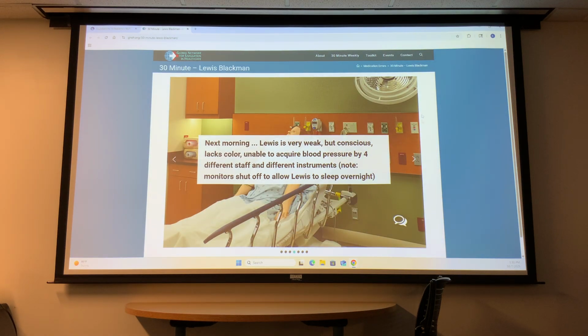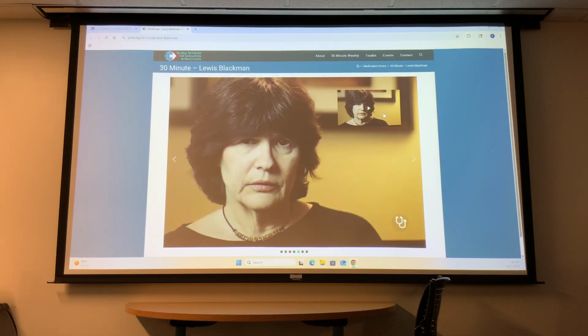The next morning, he was very weak but conscious, lacked color, and staff could not get a blood pressure, with 4 different staff using different instruments. They shut the monitors off to allow him to sleep overnight. He was prescribed a drug called ketorolac, which is an NSAID pain reliever, like aspirin. He developed a perforated ulcer because he wasn't properly hydrated at the same time. And no one noticed. He declined for 30 hours.